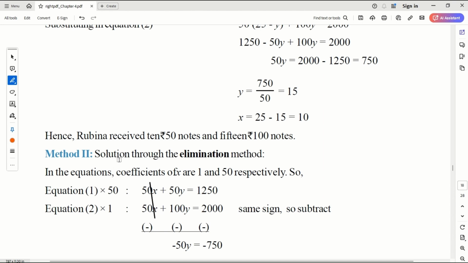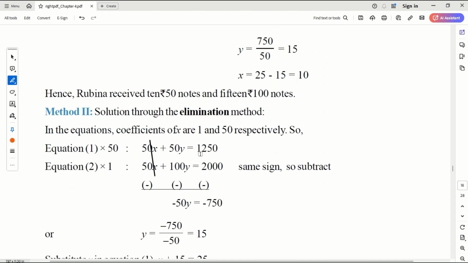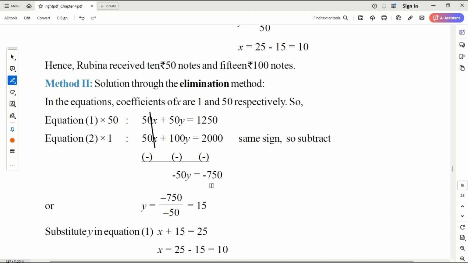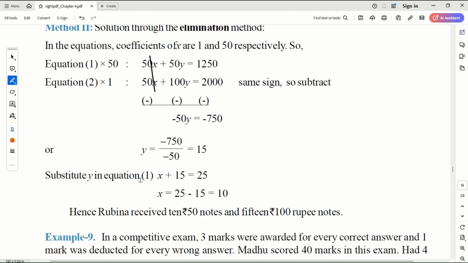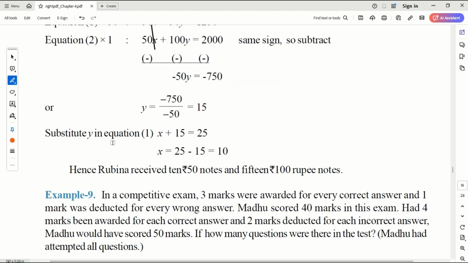Now the elimination method also, similarly: you will multiply the first equation with 50. So it will become 50x plus 50y equal to 1250. Subtract them, you will get minus 50y equal to minus 750, or y equal to 15. Substitute it, you will get x as 10. This is the elimination method. Now, next example.